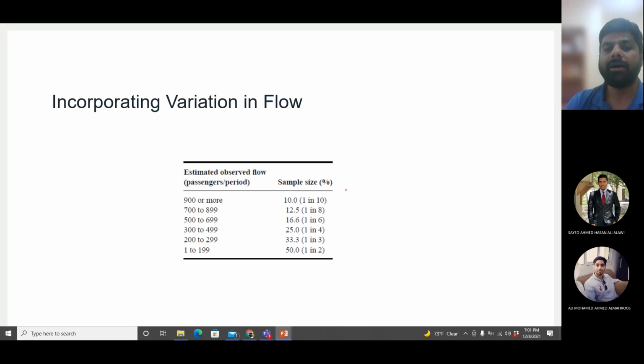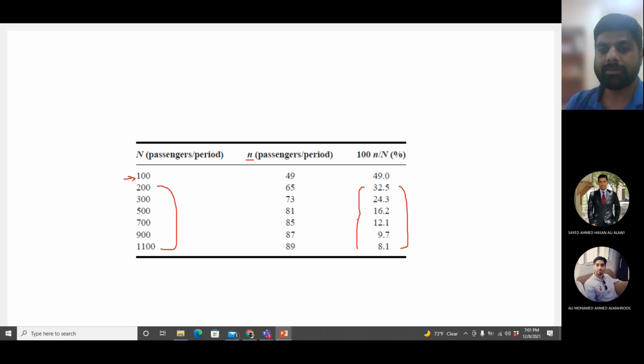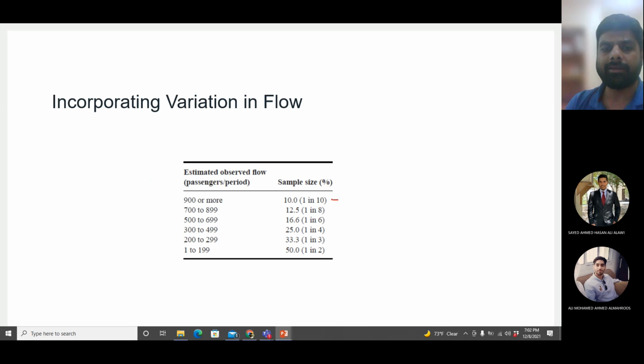If you have variation in flow, so you are collecting data at different times of the day, and obviously we know the flow is different at different times of the day, then you can use this as a guideline. For example, when the flow is 900 or more, I know I need almost a 10% sample. So 1 in 10, right? 10% means 1 in 10. So 1 in 10 here, when the flow is 900 or more.